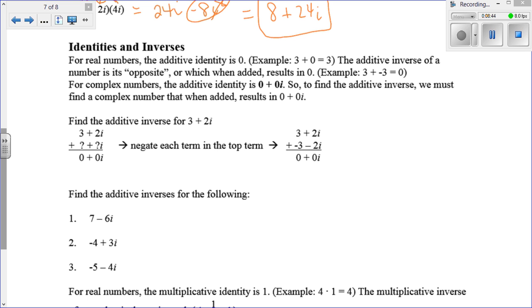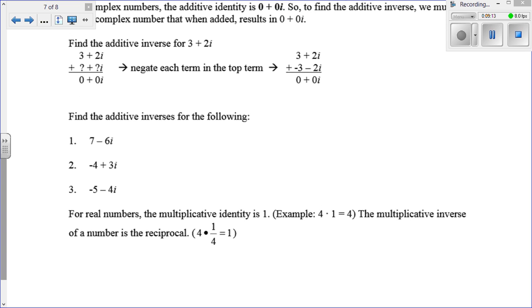So example there is 3 plus negative 3. So when we're trying to find the inverse, we want the negation. The identity of addition is always 0. So for complex numbers, the additive identity is 0 plus 0i. So to find the additive inverse, we must find a complex number that, when added, the result is 0 plus 0i. So find the additive inverse of 3 plus 2i. What would we have to do to get 0? You'd have to negate both terms. You'd get negative 3 minus 2i.